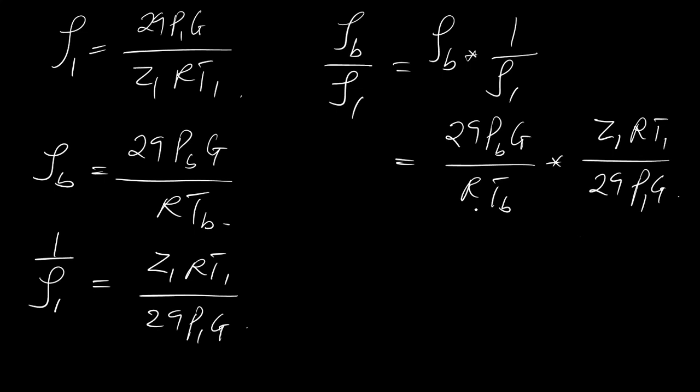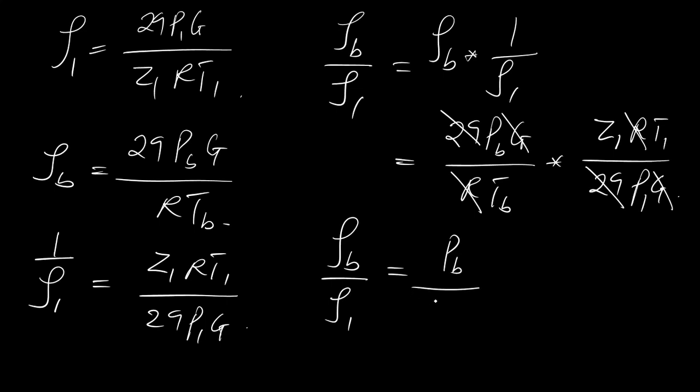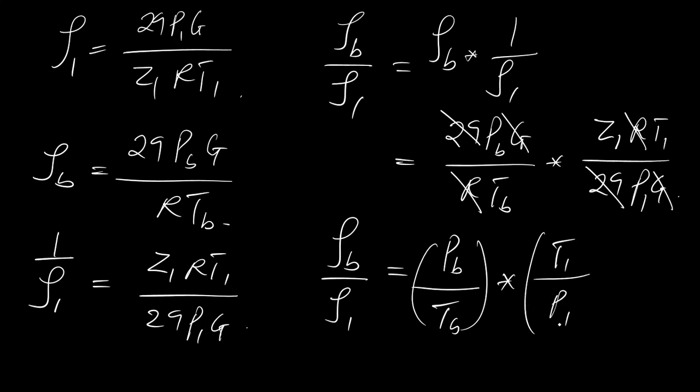Now we're going to cancel the constants. We remove the constants. This one will cancel out. This constant will cancel out. This 29 will cancel out because they are constant. So now we are left with the density at the standard condition divided by the density at the inlet is equal to the pressure at the standard condition divided by the temperature at the standard condition, times the temperature at the inlet condition divided by the pressure at the inlet condition.